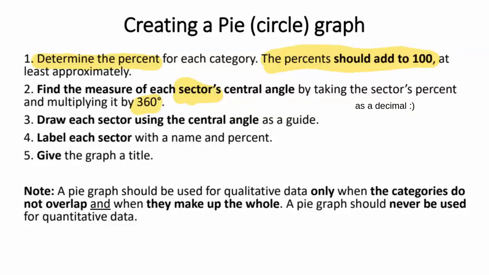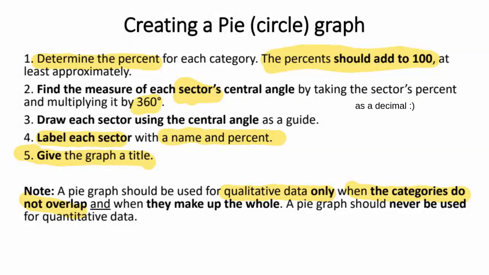And this is the piece that most people have trouble with when they do their project. You do not label the sector or piece of the pie with a name and a percentage. And by the way, you're going to have to give your graph, no matter what it is, a title. Now, a pie graph should be used for qualitative data only, when the categories, and here's the other catch, do not overlap and they make up one whole, which is one category.